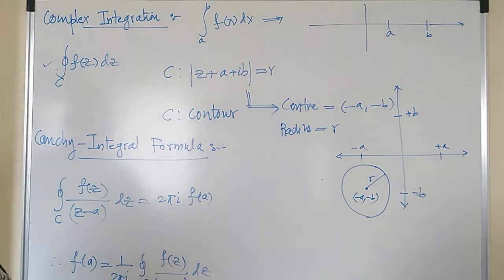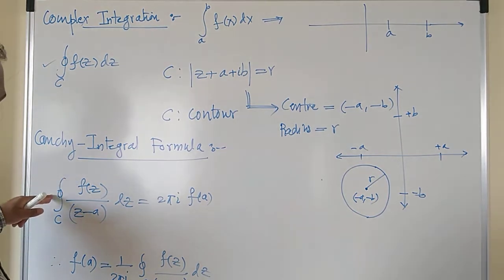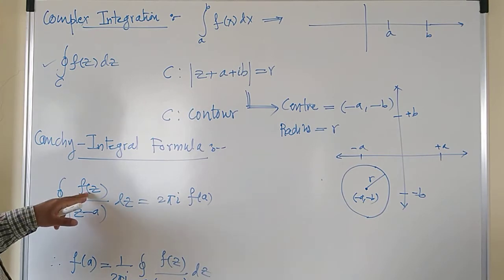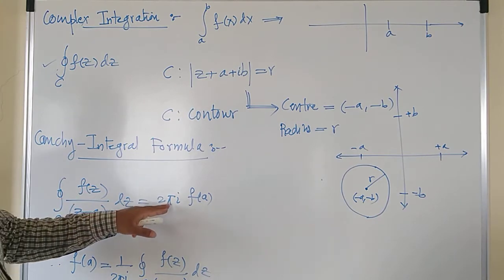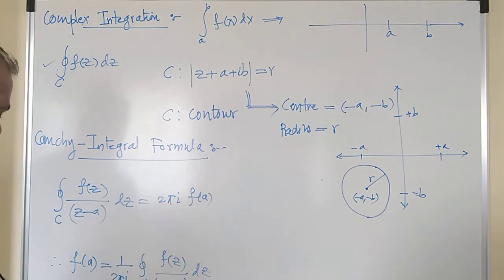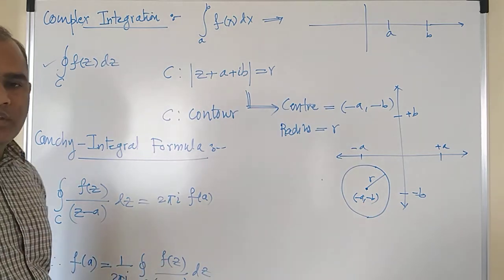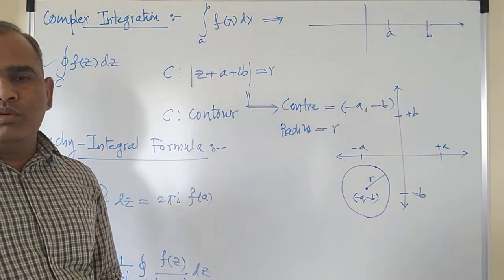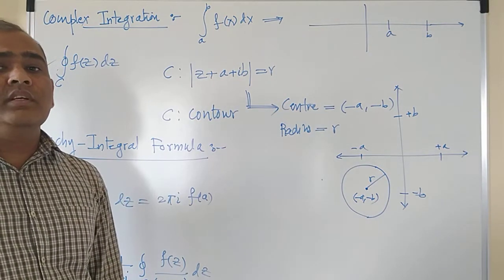Instead of a, one can use z naught also, right? So if you use z naught, you will get this integration as contour integral f of z upon z minus z naught dz is equals to 2 pi I into f of z naught. Here also you will get f of z naught is equals to 1 upon 2 pi I contour integral f of z divided by z minus z naught. What is z naught? A and z naught both are the points where the given function is singular.